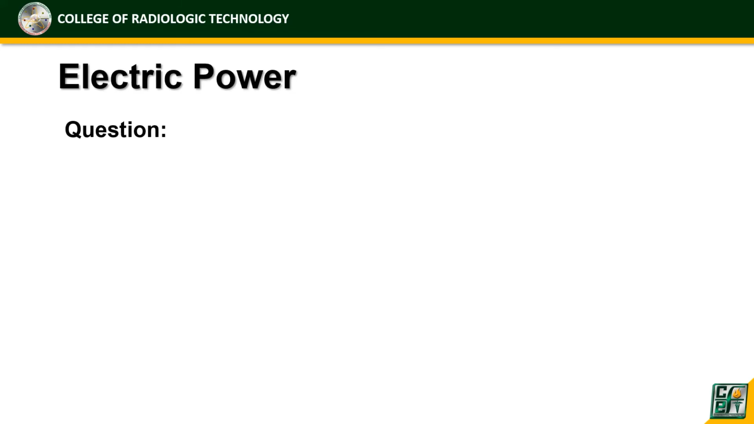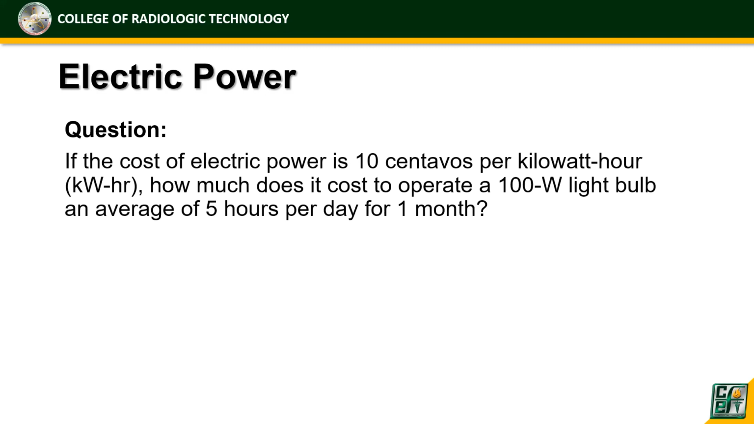So we will be computing for electric power. So first, question. If the cost of the electric power is 10 centavos per kilowatt hour, how much does it cost to operate a 100-watt light bulb an average of 5 hours per day for 1 month? Okay, let us see. Computation for the answer.